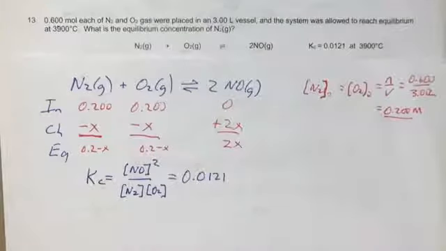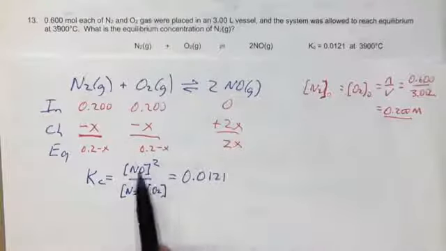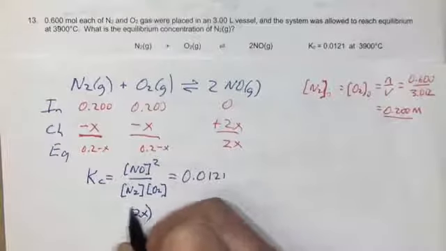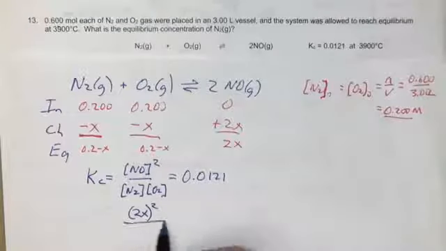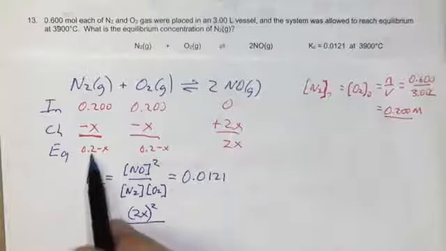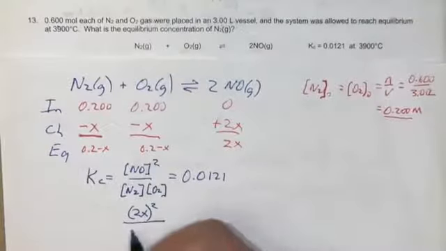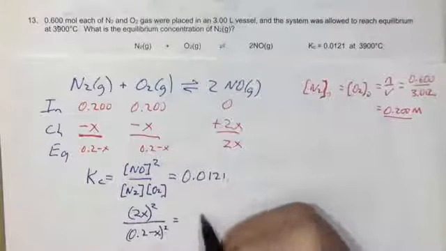And when we plug those in, what is the concentration of nitrogen monoxide at equilibrium? It's 2x. So we'll have 2x, and that whole quantity squared. Be sure to square the whole quantity. The 2 has to be squared as well. Divided by, and at equilibrium, the concentration of nitrogen is 0.2 minus x, and the concentration of oxygen is 0.2 minus x. So this is 0.2 minus x squared, and that's equal to 0.0121.